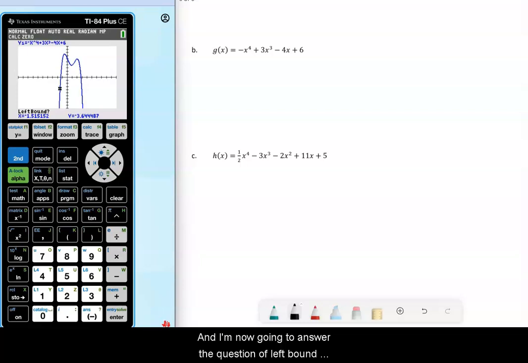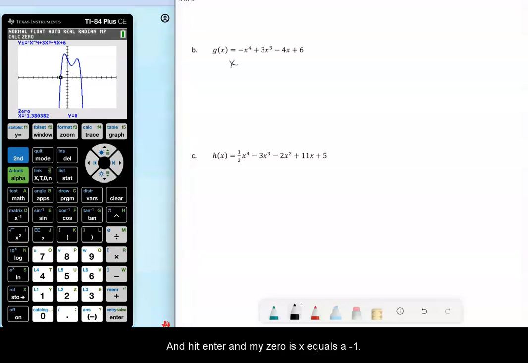And I'm now going to answer the question of left bound, right bound. So coming from the left, it's negative, and then it changes to a positive. So my left bound is going to have the negative y, and my right bound would have the positive y, and hit enter, and my 0 is x equals a negative 1.380, and it has an odd multiplicity.